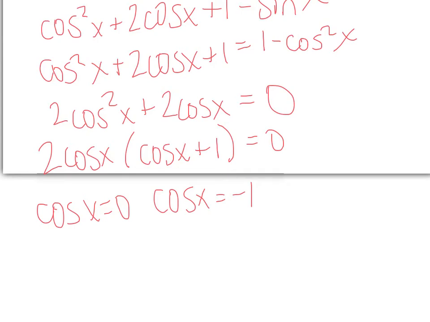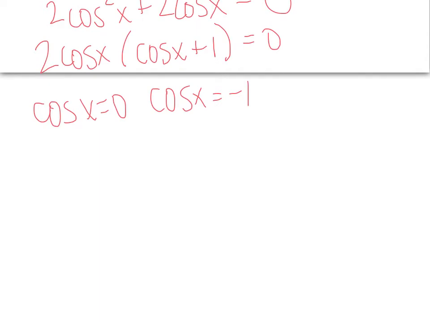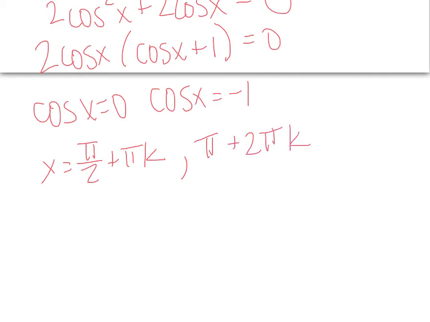So where does cosine x equal 0? Meaning where's the x coordinate 0? Well, that's going to happen in two places, which are going to be pi apart, because it's pi over 2 and 3 pi over 2. So x equals pi over 2 plus pi k. Where does cosine x equal negative 1? Where's the x coordinate negative 1? That only happens in one place, at pi plus 2 pi k.